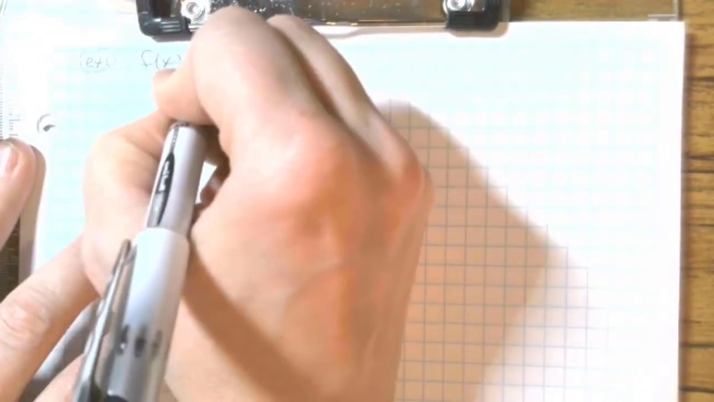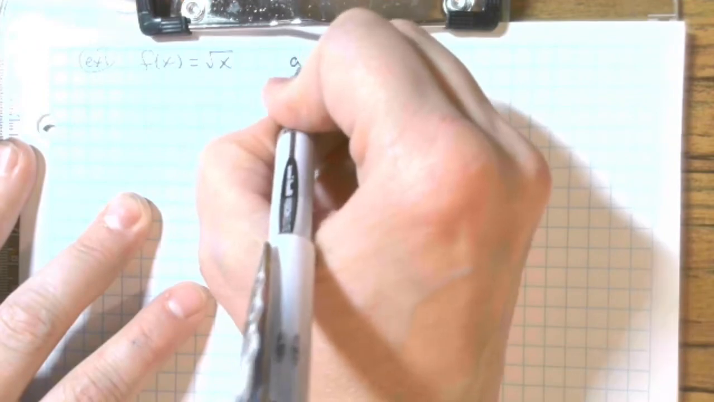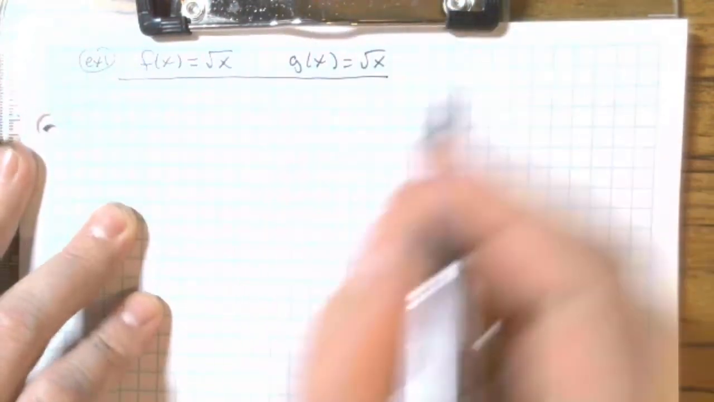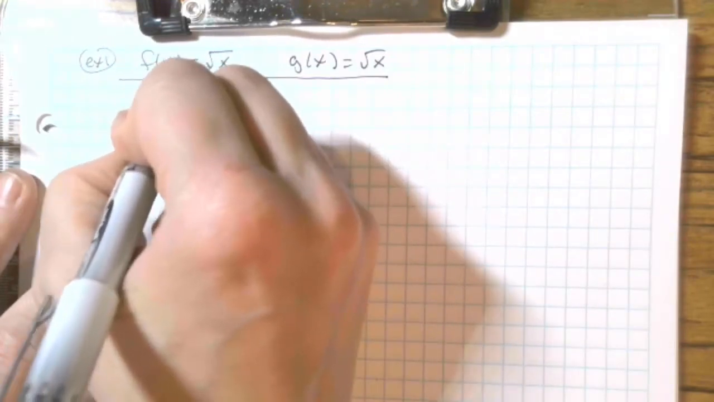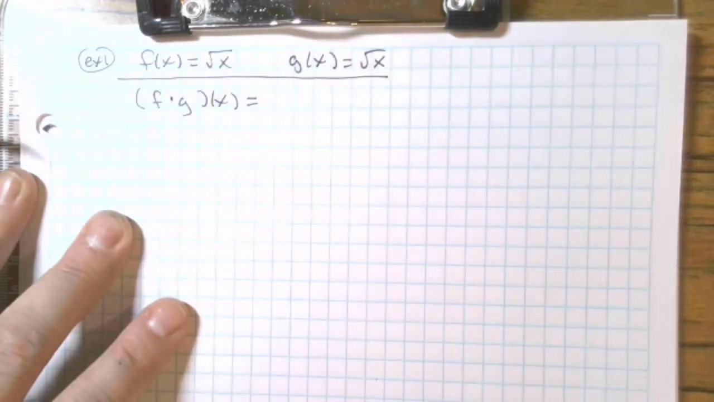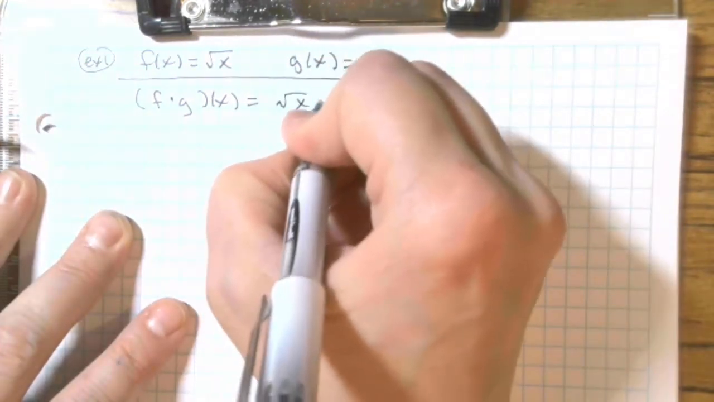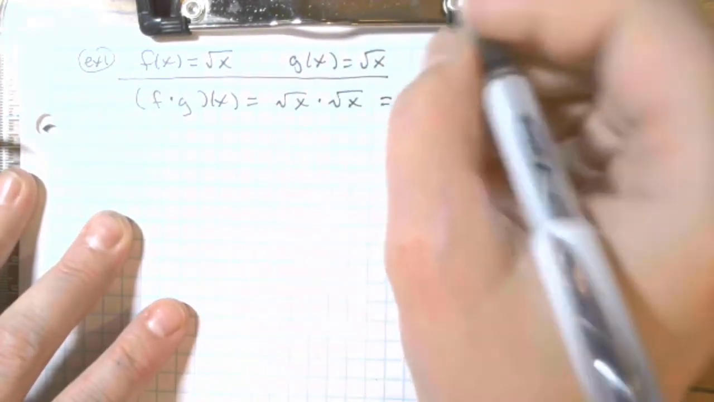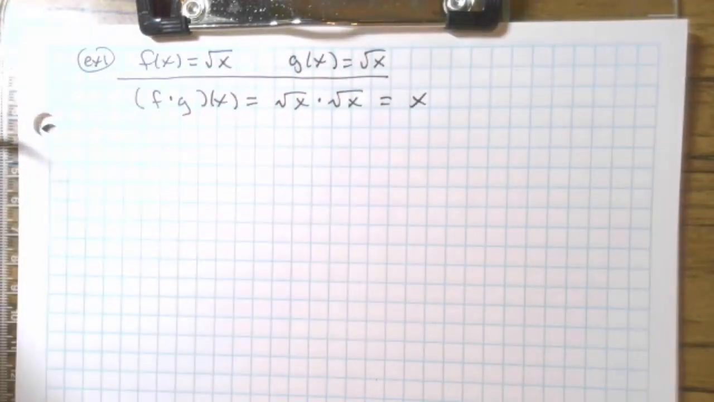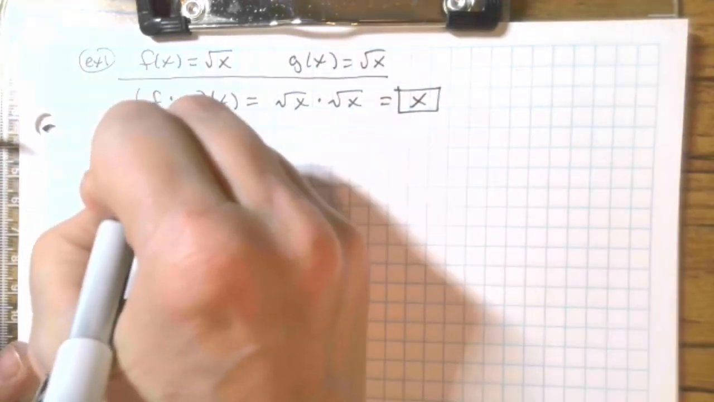Example 1. Let's say that f of x equals radical x and g of x equals radical x as well. We are going to find the product, f times g of x, which means, of course, multiply. Radical x times radical x equals some value x. Okay, so that's what it's equal to. Now we're going to work on the domain.